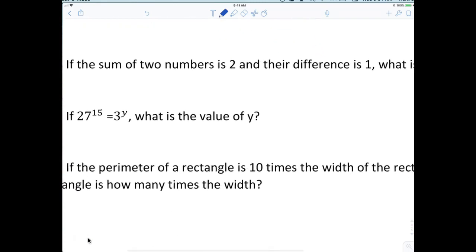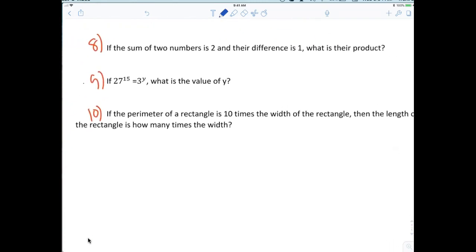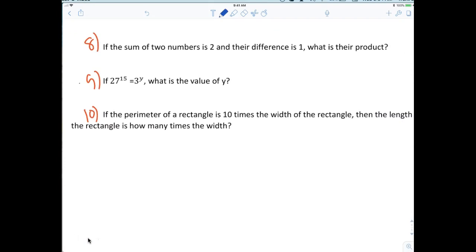Let's take a look at number 8 now. Now, again, this is just good math. If the sum of two numbers is 2, that means what? X plus Y equals 2. And the difference is what? That means X minus Y equals 1. All right, we have to solve that. Now what's nice is it's an easy one to solve because you can just add them together because the Ys cancel. So you're supposed to say 2X equals 3. So X is equal to 3 over 2.